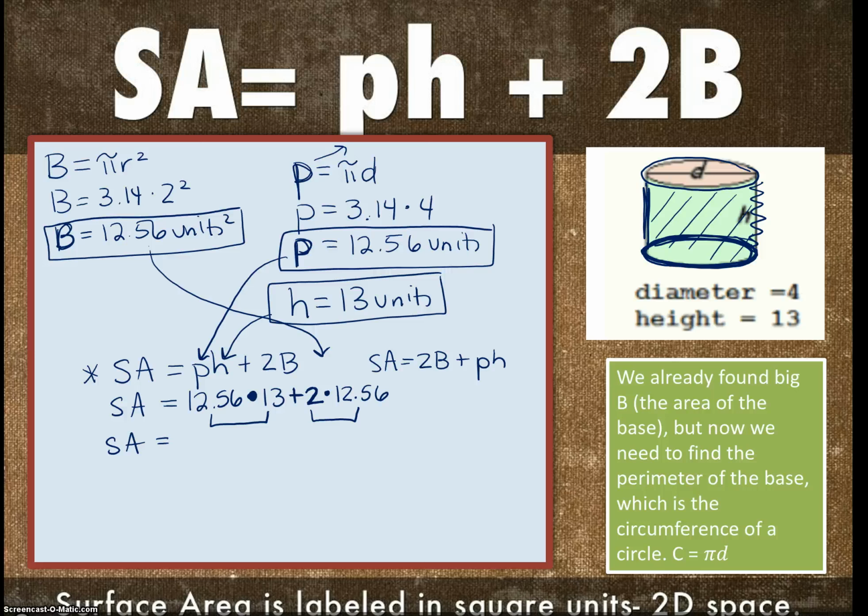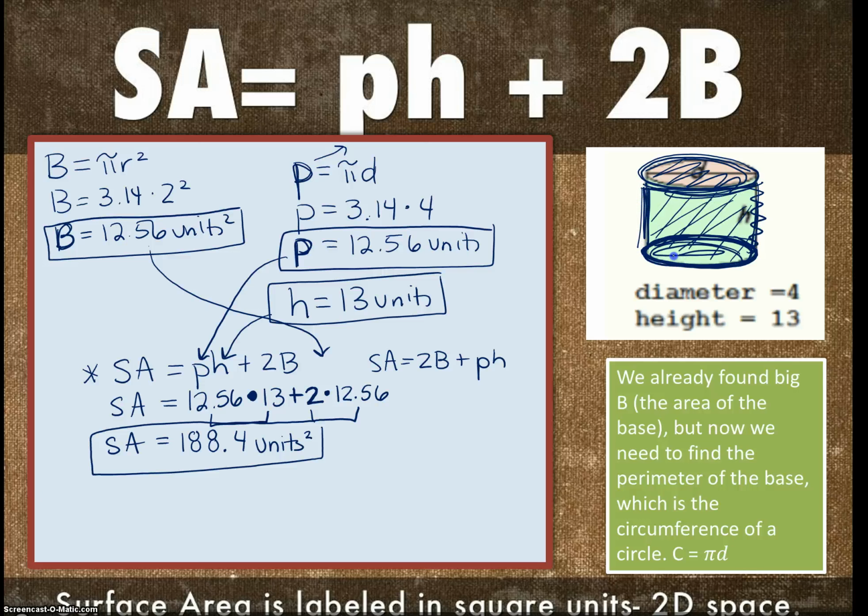And pause and see if you get the right answer. So when you're done, you get a combined surface area, the area of all the surfaces. So you have two bases. And then if you unfolded this, it would make a rectangle. So the perimeter of the base times the height, you get a total surface area of 188 4/10 square units.